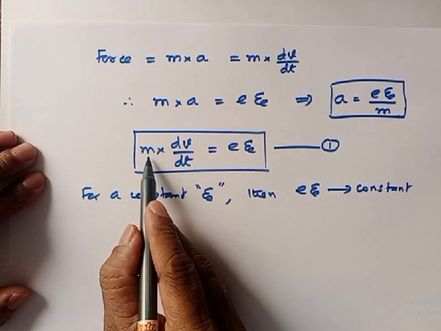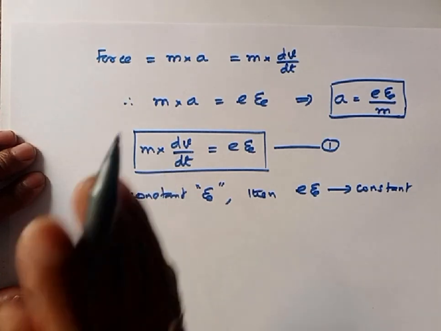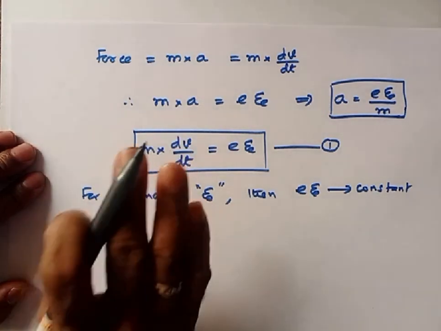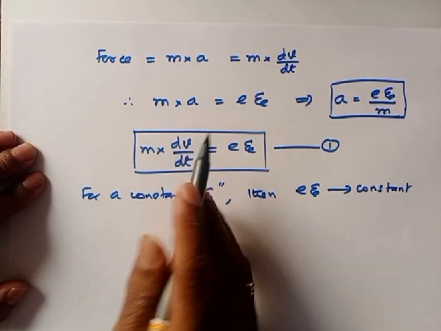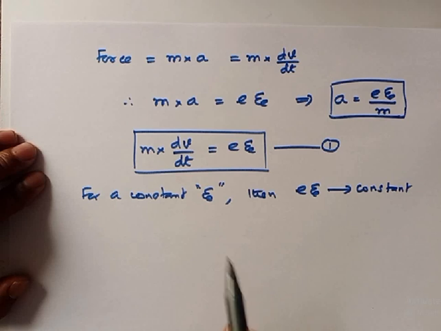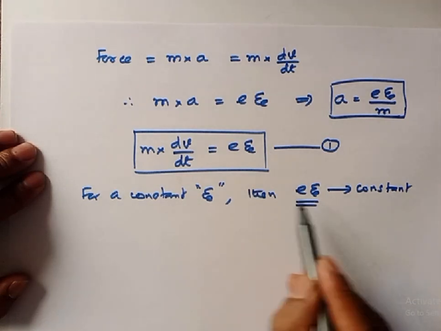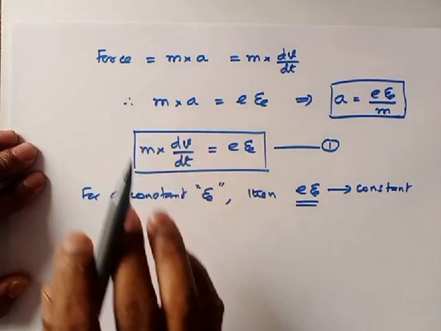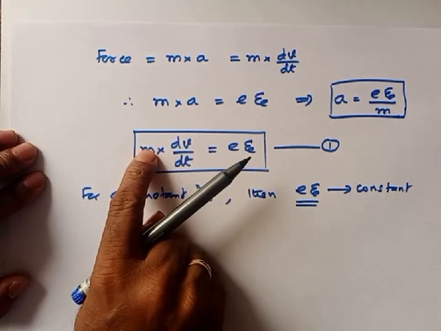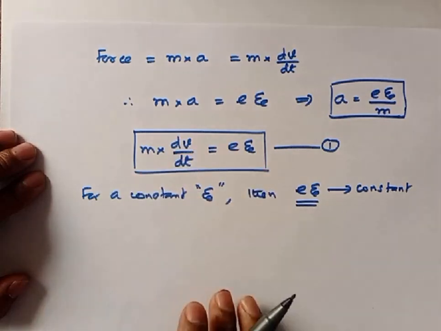I have told you m is the mass of the electron. Mass of electron is a constant. Let us assume mass of electron is a constant. Therefore the acceleration must also be constant. See what I am trying to say? E into epsilon is a constant. Right hand side is constant. Therefore left hand side must also be a constant. Since m is a constant, the acceleration must also be constant.